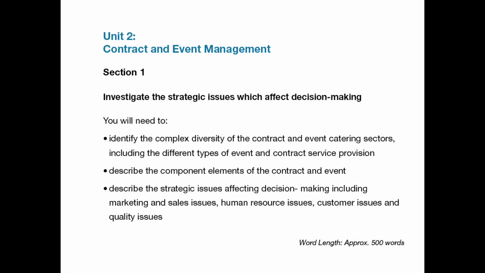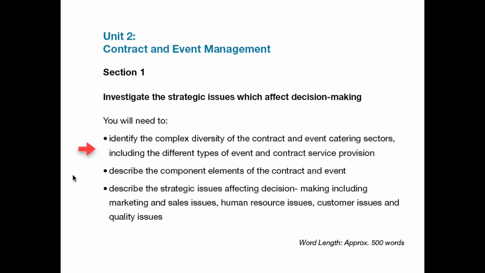Section 1. Here you need to give an overview of the complexities and diversity of the contract and events sectors, describing these from the viewpoint of how this complexity can make decision making difficult. For example, the influence of size, duration, location, time of year, range of services required, customer mix, and performer and participant mix, and so on.